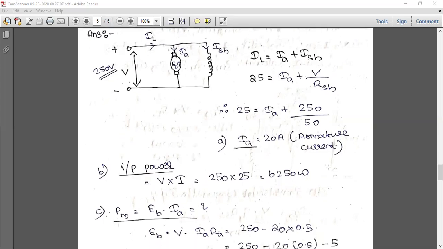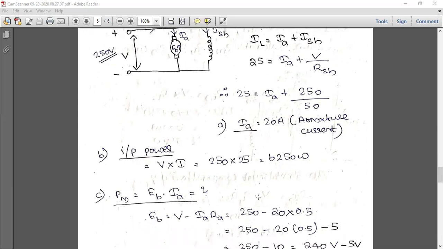From the power equation, I told you input power is equal to V into I, which is equal to 250 into 25. IL is given as 25 and the voltage is 250. So we find that answer.